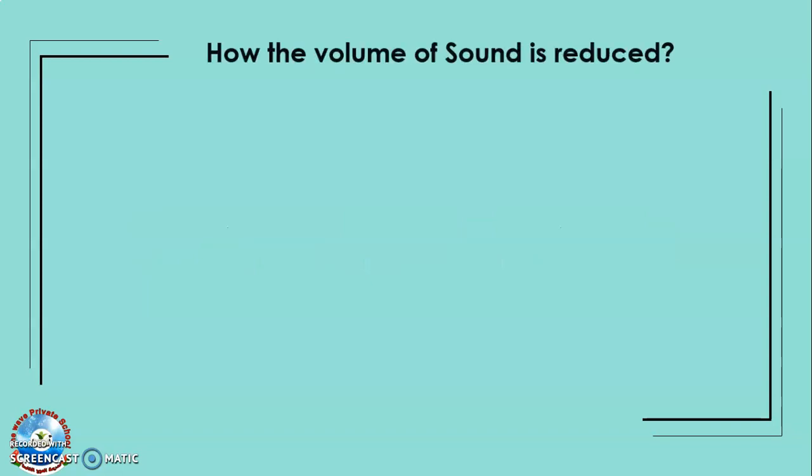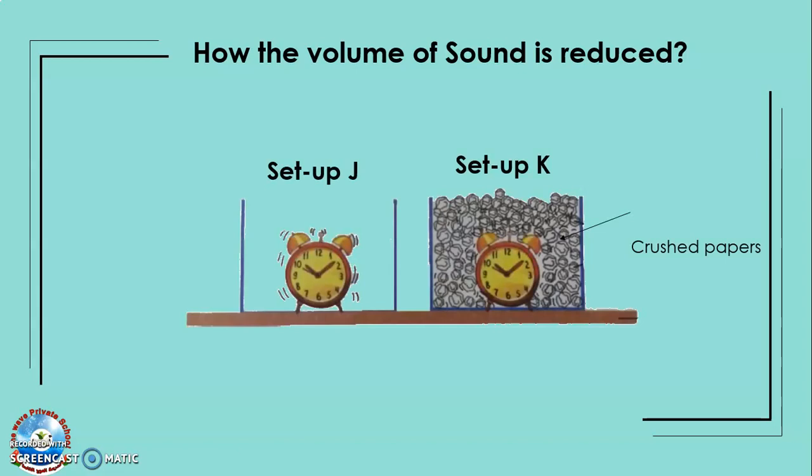Next, how the volume of sound is reduced. Listen to this. Same materials used here. The only difference, both the jars' openings are facing the ceiling. Jar in setup K is filled completely with some crushed papers. After, listen and observe the loudness of the sound produced by the noisemakers in both setups. Up to here clear? Observe.